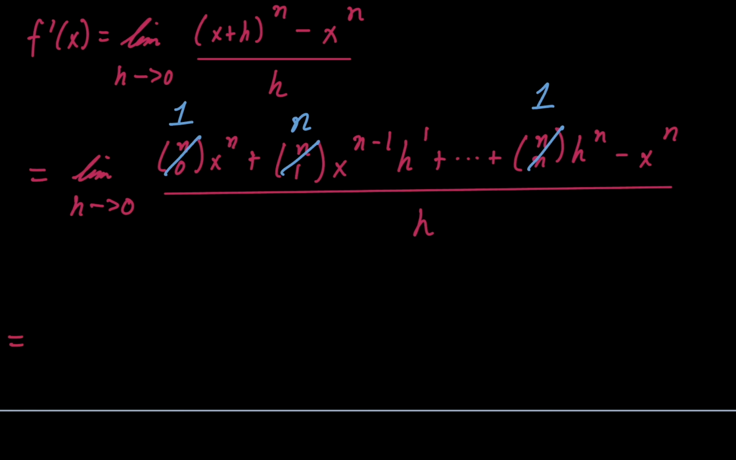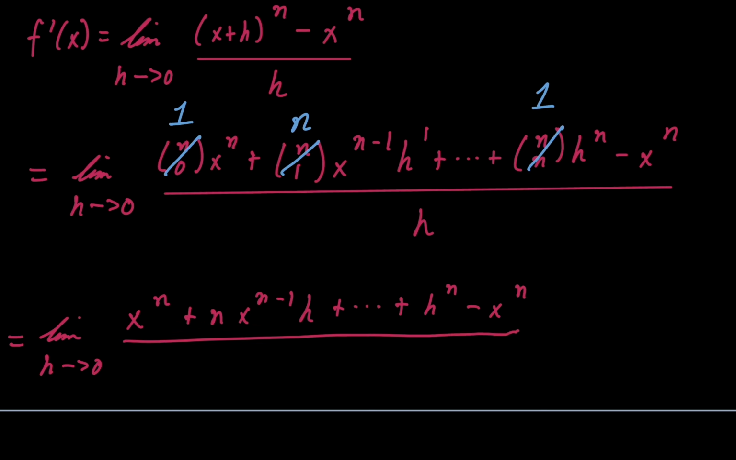So this is going to be equal to the limit as h approaches 0 of x to the n plus n times x to the n minus 1 times h plus dot dot dot plus h to the n, minus x to the n, all divided by h. Now, we see that we have x to the n here, and we have minus x to the n. So those pieces are going to disappear.